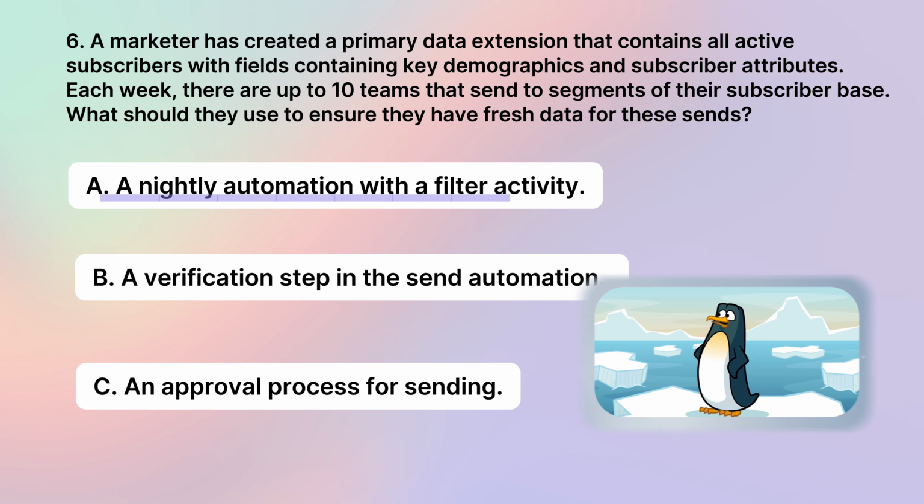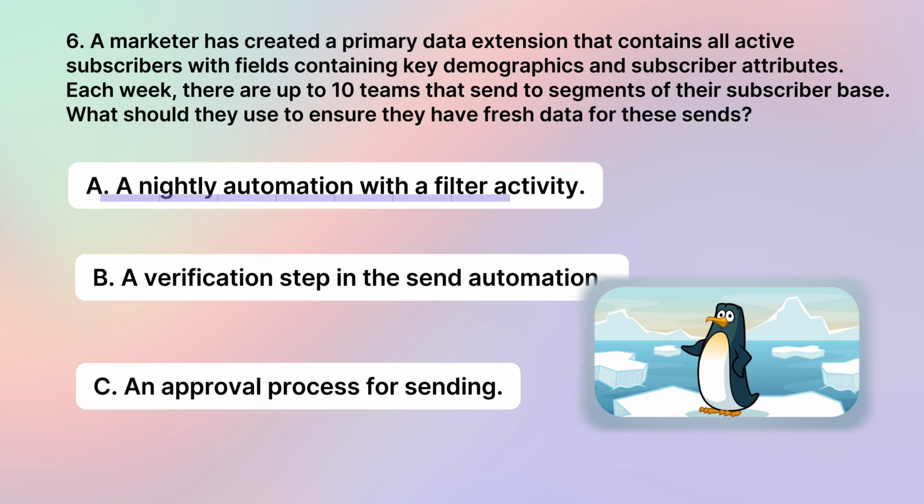2. An approval process for sending. An approval process is not directly related to ensuring fresh data. It is a mechanism to review and approve the content or design of a send before it goes out. While it can play a part in ensuring the accuracy or quality of the send, it does not address the requirement of having fresh data. In contrast, a nightly automation with a filter activity allows the marketer to automate the process of filtering and updating the data extension. By scheduling a nightly automation, they can apply filters to retrieve only active subscribers with relevant demographics and attributes. This ensures that the segments used for the weekly sends are always up to date and based on the most recent data.